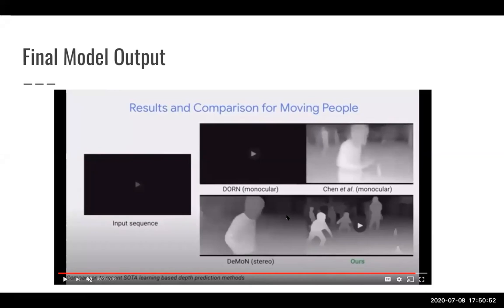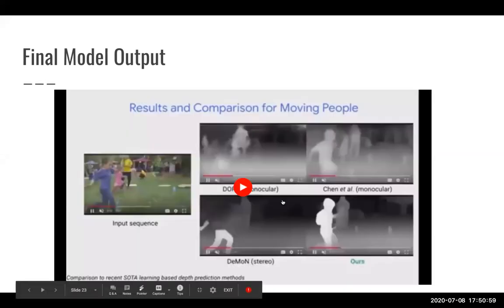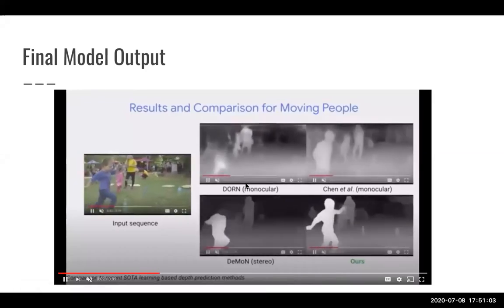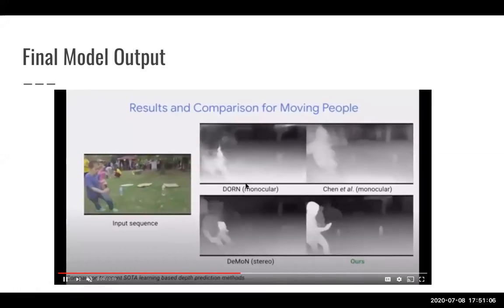Since this particular model is trained on this type of data, which takes into account the motion, it is able to do better in detecting, for example, the person, even if there is a lot of motion involved in the picture. So what are the applications?